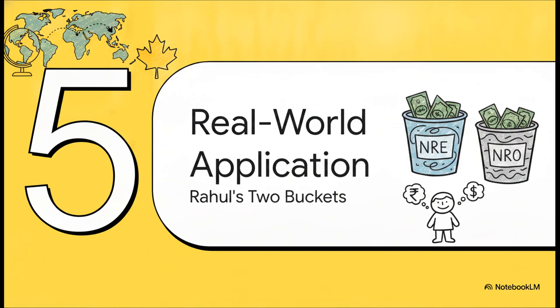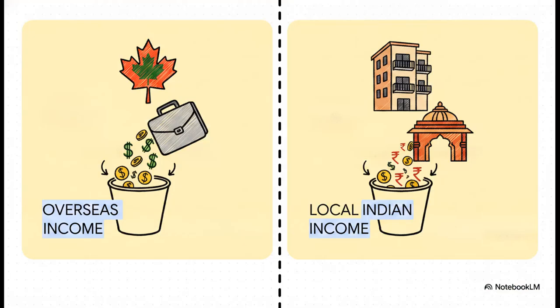Section 5, real-world application, Rahul's 2 buckets. Meet our fictional expat, Rahul, living over in Canada. What's really interesting here is that it proves you don't just choose one account. Rahul earns a salary every month in Canadian dollars, right? That money goes straight into his NRE account. But he also owns an apartment in Bengaluru generating 40,000 rupees a month in rent. Because that's local Indian income, it gets credited to his NRO account. By physically separating his funds into these two distinct buckets, Rahul stays completely compliant, no mixing, zero headaches.